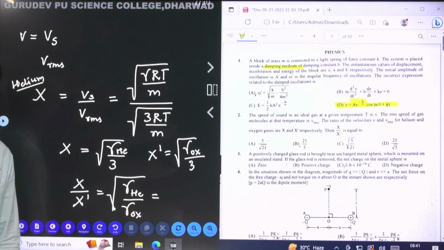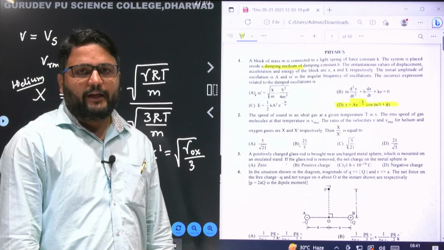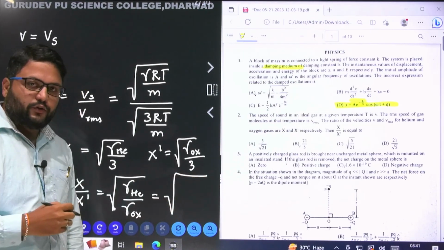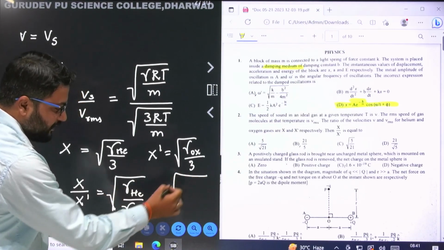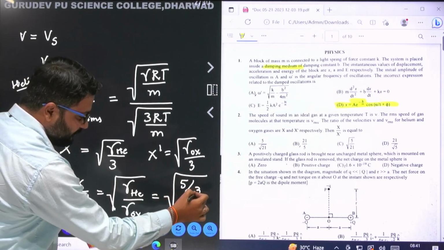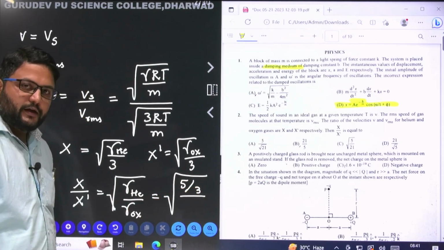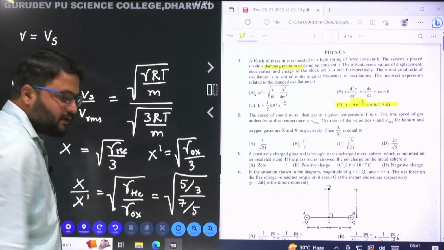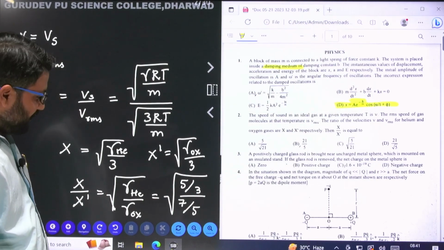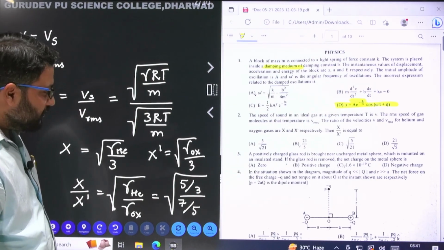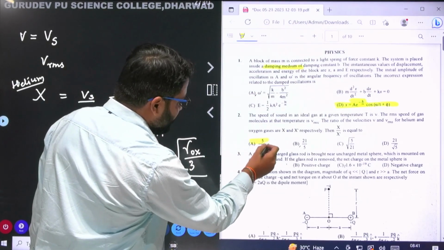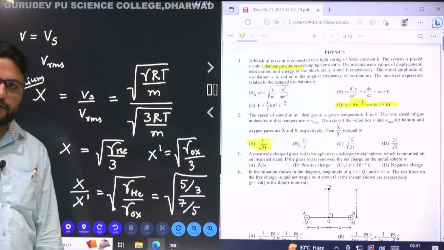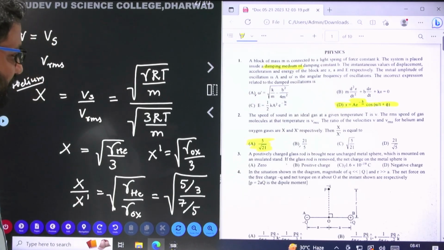As you know, helium is a monatomic gas, so its ratio of specific heats is 5 divided by 3, and oxygen is diatomic, so its value is 7 divided by 5. Simplifying this, you would get your answer as 5 divided by root 21. This would be your answer. I hope you are following it. So you need to simplify it to get your answer. Now let's go to the next question, that is question number 3.